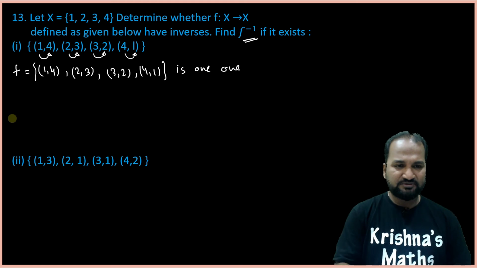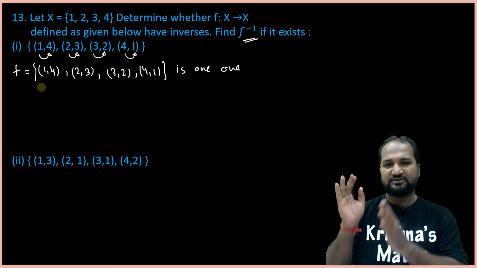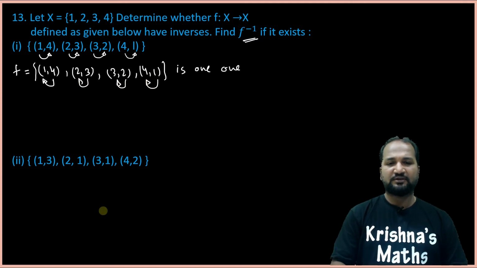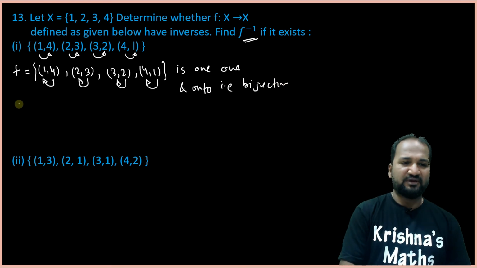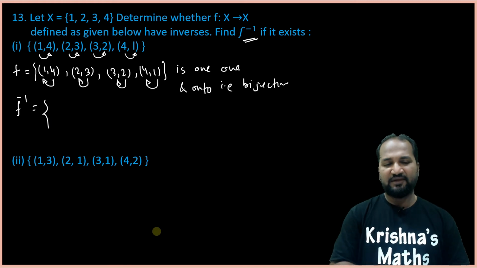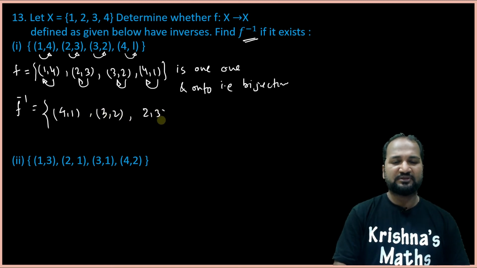Each element has one image. Now onto: is every element covered? Yes, for each y there will be a corresponding x. So 4 has 1, 3 has 2, 2 has 3, and 1 has 4. Right, so f is one-one and onto, that is bijective. Therefore f inverse exists. f inverse is a function from B to A, so 4 1, 3 2 are reversed, domain and codomain are interchanged: 2 3 and 1 4. Okay.